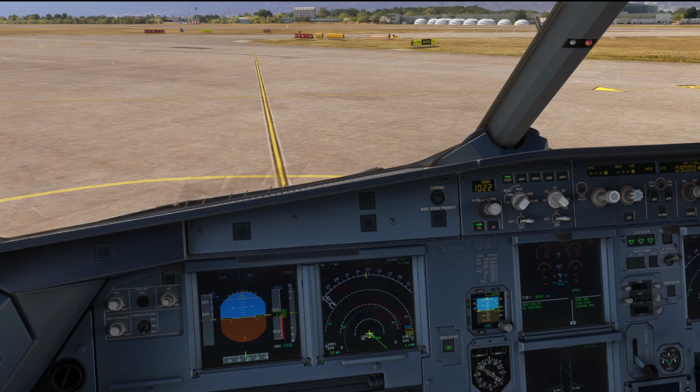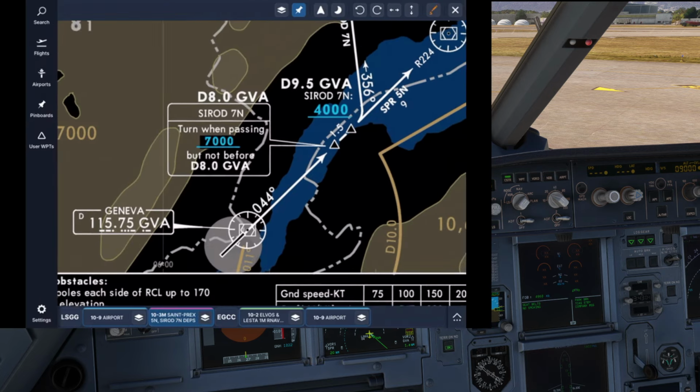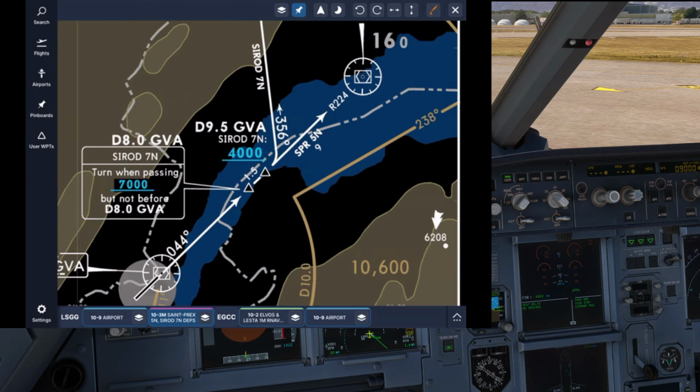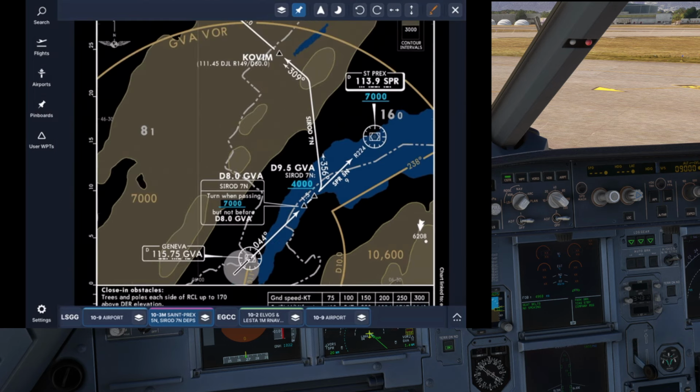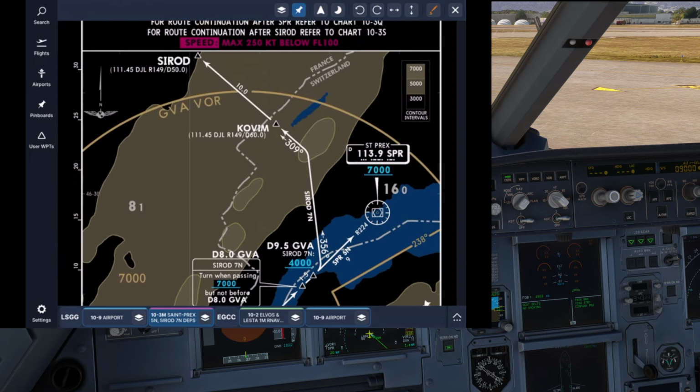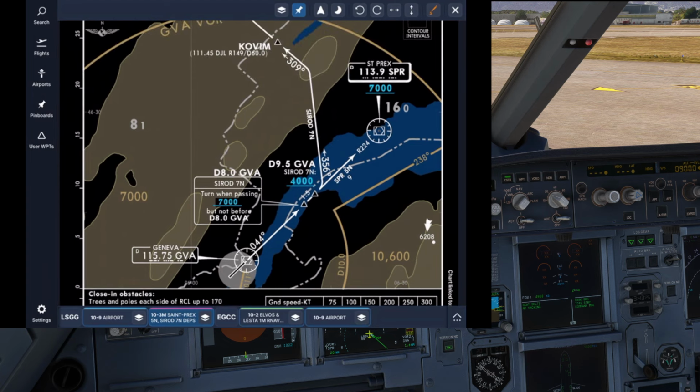Another little thing to note from the departure is we're actually climbing today up to a flight level. The initial climb clearance is flight level 90. So we will need to set standard pressure during the climb out, and we actually make the left-hand turn when passing 7,000 feet. So when we've passed 7,000 feet, we're going to push for standard pressure, and then that will have us climbing safely up to flight level 90.